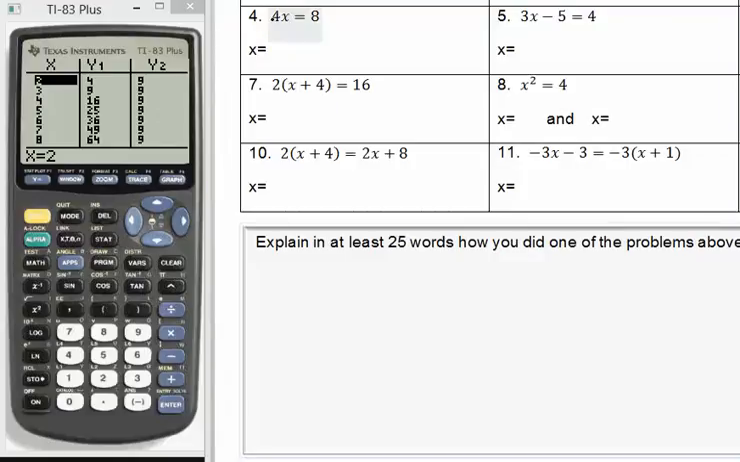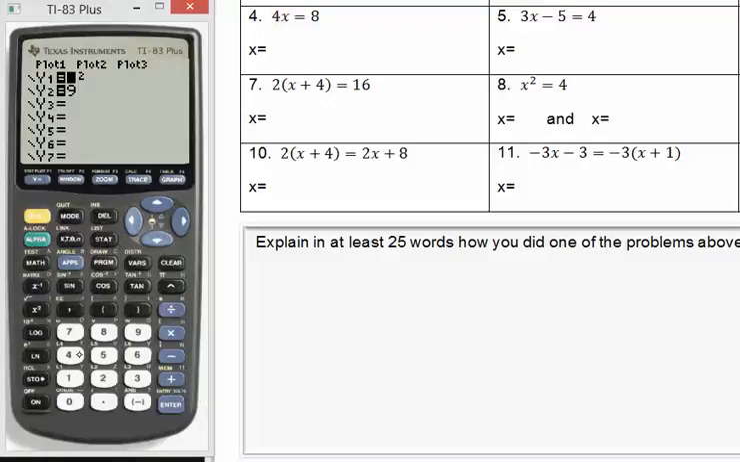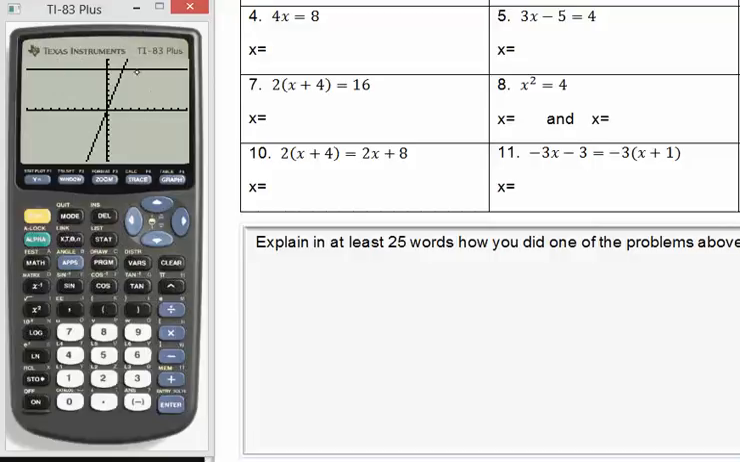All right, so now for the rest of them, you just need to plug them into the calculator. So you go y equals, and please don't just watch this. Please do this on your calculator. I'm going to give you an opportunity to do some of these, but I want you to actually see how this goes. So 4x goes in y1, and 8 goes in y2. Again, we're looking for where these two lines cross.